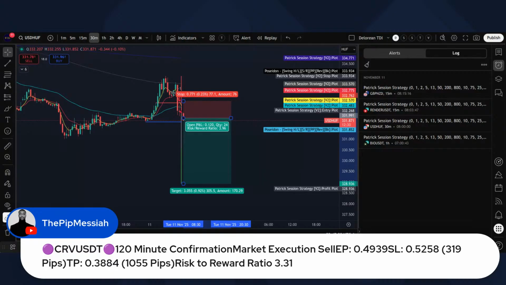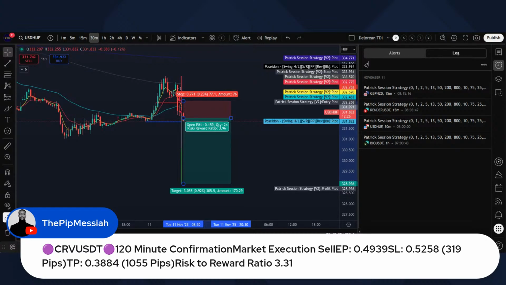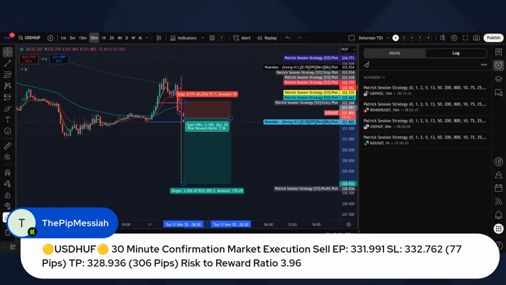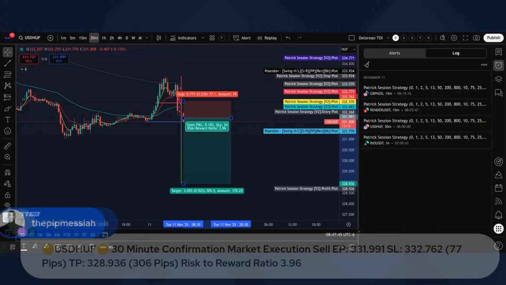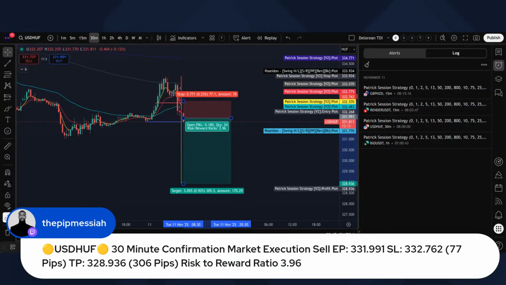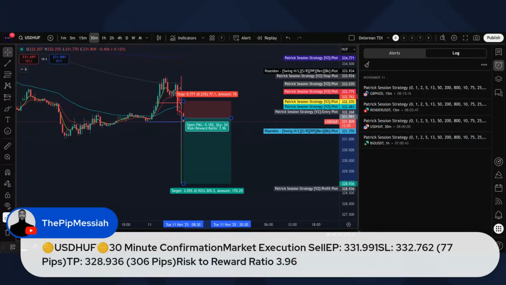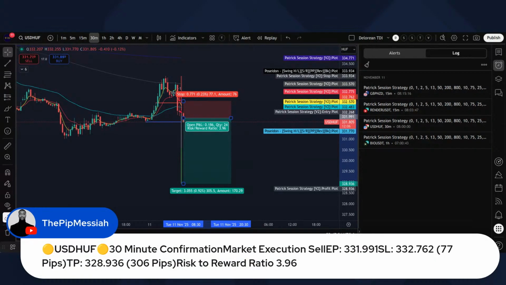And here's the call for Twitter. And here's the call for everyone else. We have the United States dollar versus the Hungarian forint, 30-minute sell. Entry price is 331.991. Stop loss is 332.762 for 77 pips. Take profit is 328.936 for 306 pips. And a risk reward ratio of 3.96.